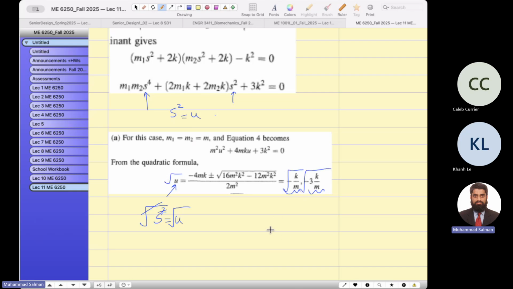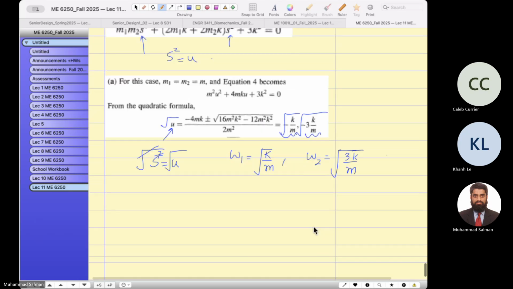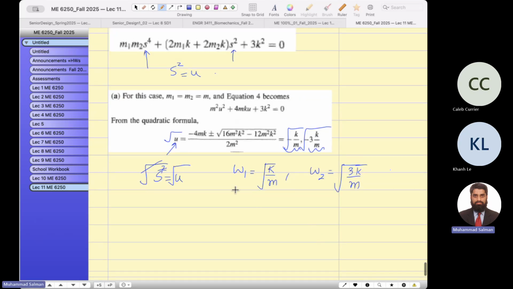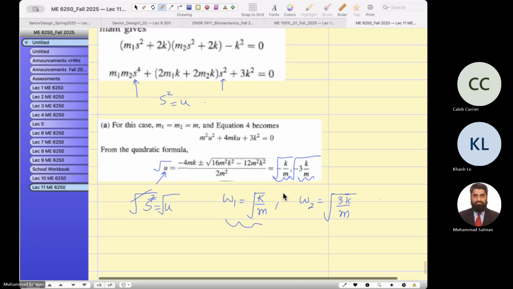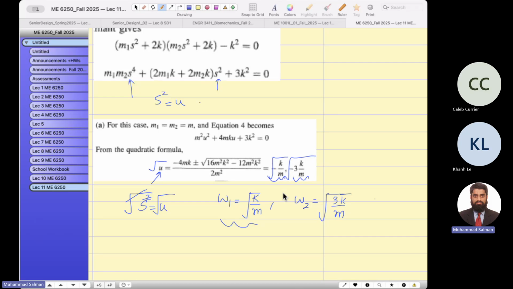So how many roots? You will have 4 roots here, but you will use the real roots. I'm going to use this root of k over m, the first eigenfrequency, and the second eigenfrequency. Now when you plug this into the ratio, then you will get your answer. So let's do the math here.